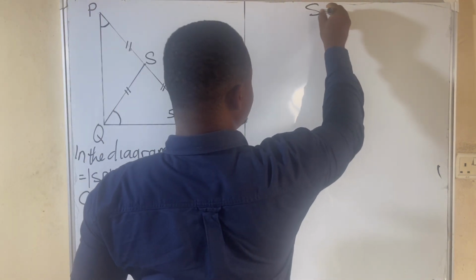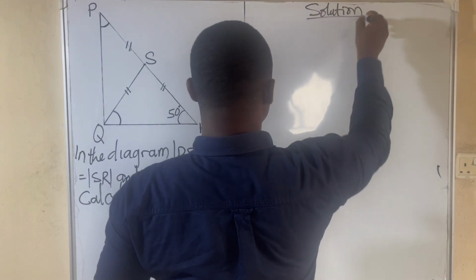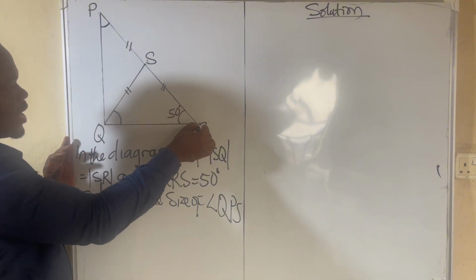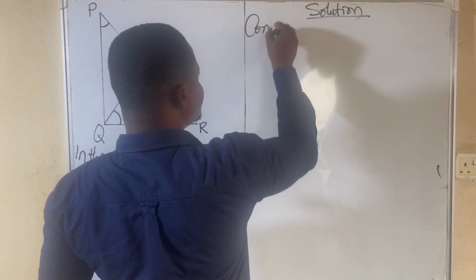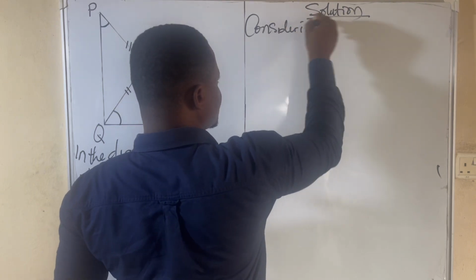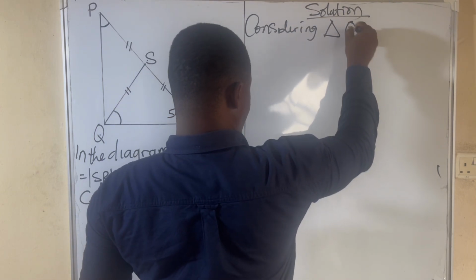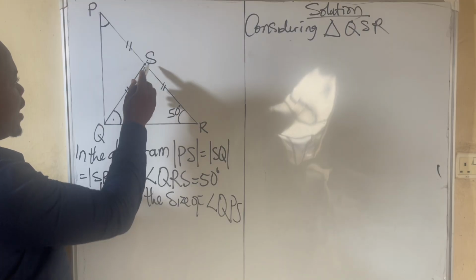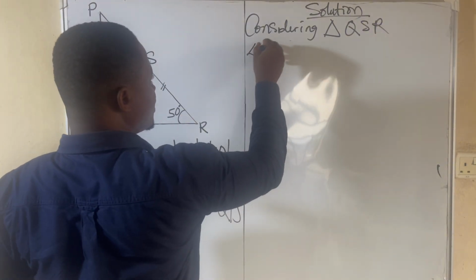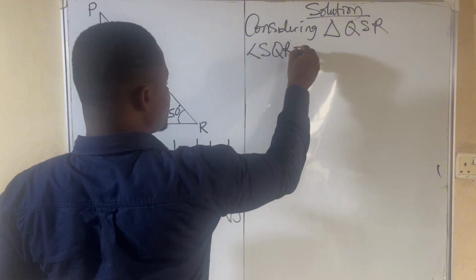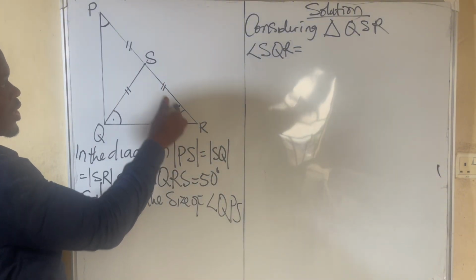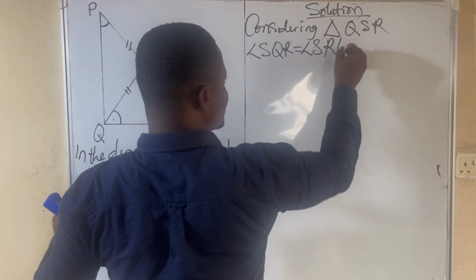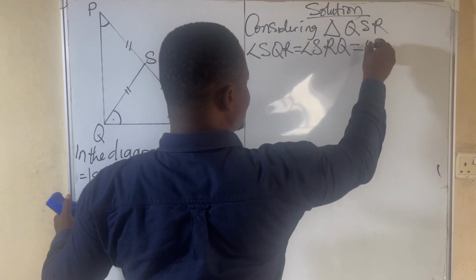Solution. Now let's first of all consider triangle QSR. If we consider it, we will find out that angle SQR is equal to this other angle here, the angle at R, which is angle SRQ, and they are equal to 50 degrees.